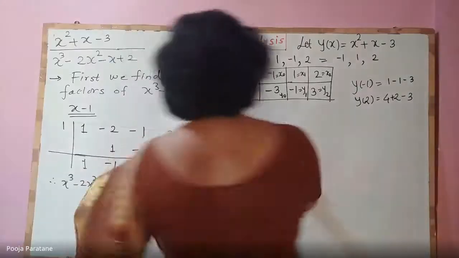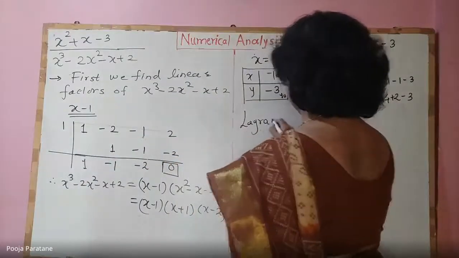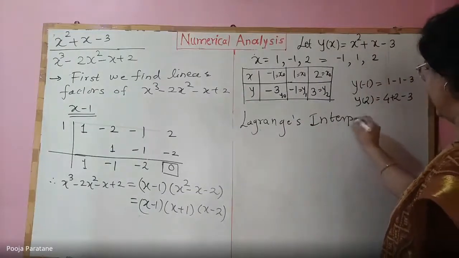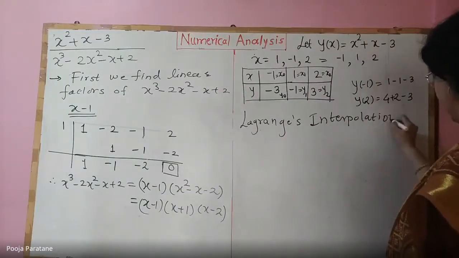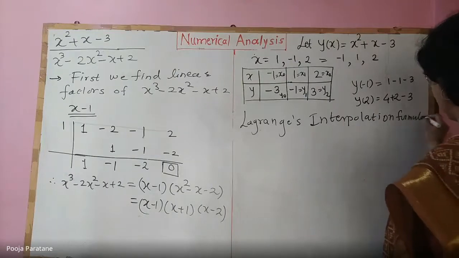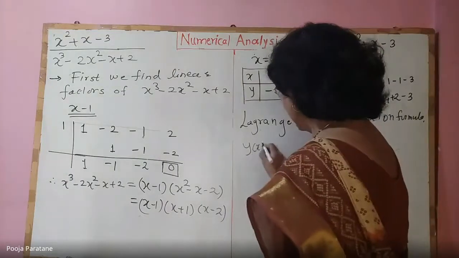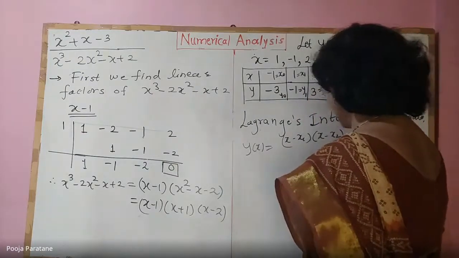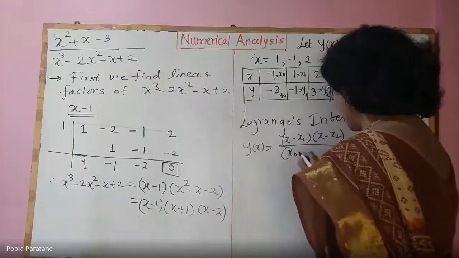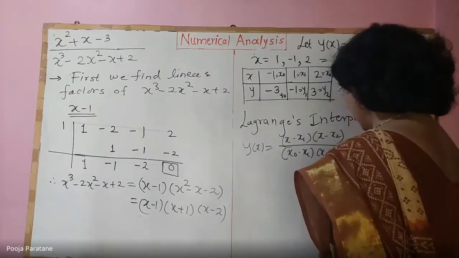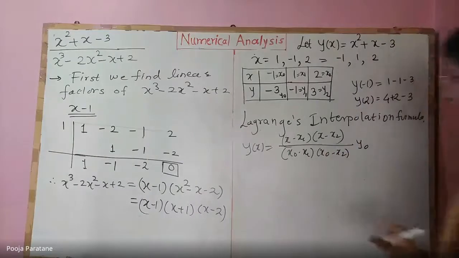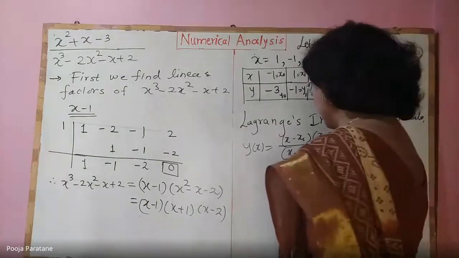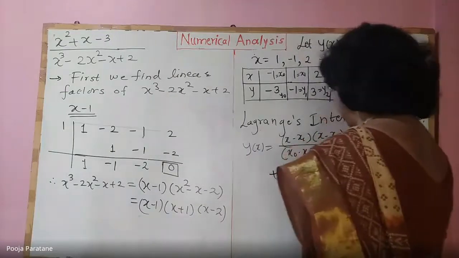Lagrange's interpolation formula is y(x) is equal to (x minus x1)(x minus x2) upon (x0 minus x1)(x0 minus x2) into y0. So only two terms will be there. Plus, let me complete it.